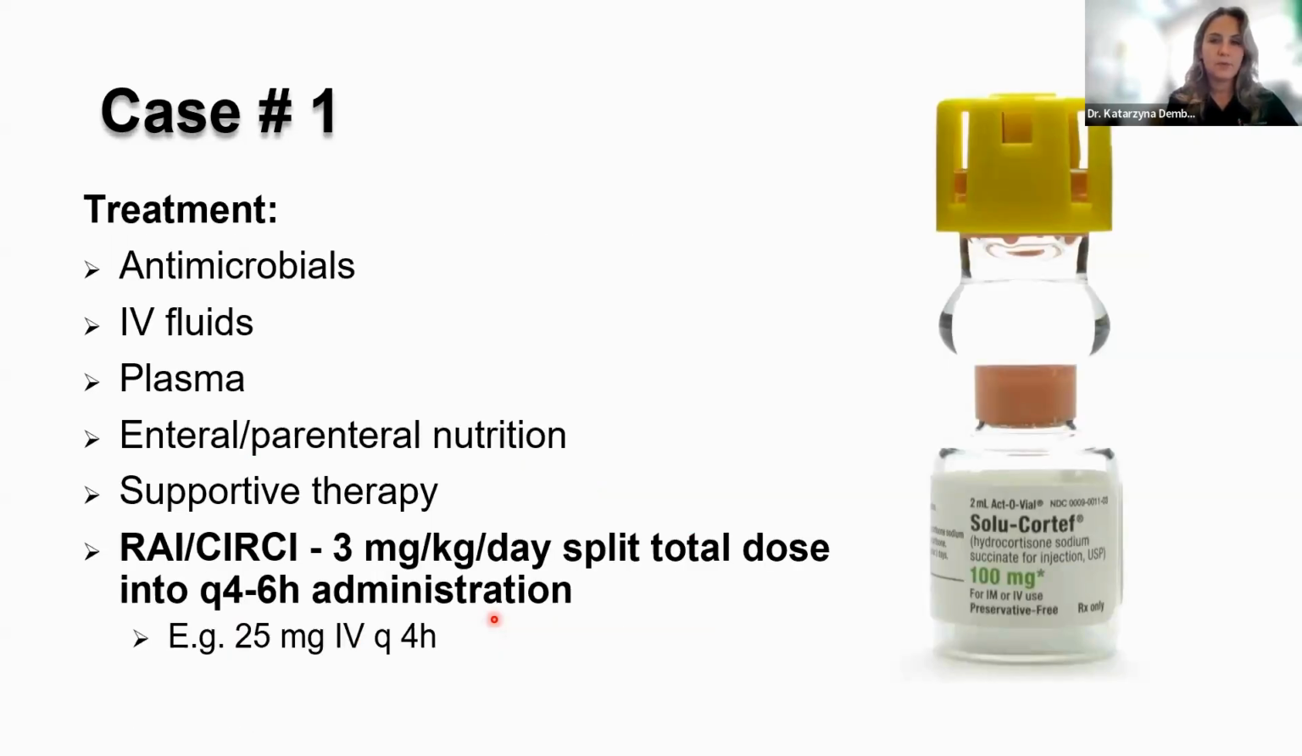So the treatment for sepsis was similar to what we do for other septic foals. She had antimicrobials, IV fluids, plasma, a lot of supportive care, and enteral and parenteral nutrition. But we also started her on hydrocortisone, 3 milligrams per kilogram per day, split into multiple doses. So she got about 25 milligrams IV every 4 hours.